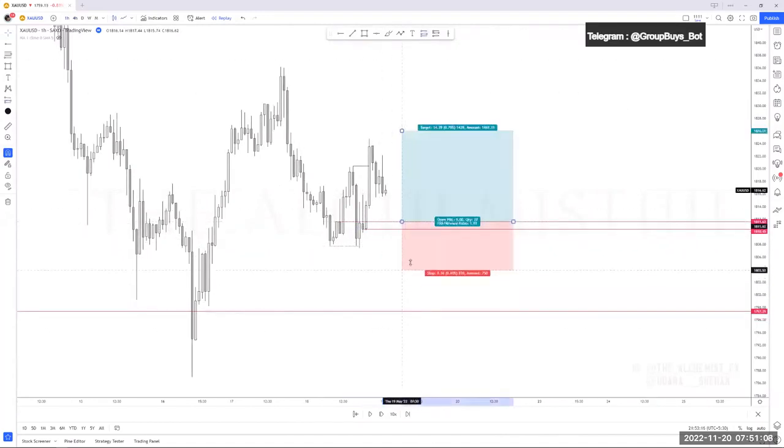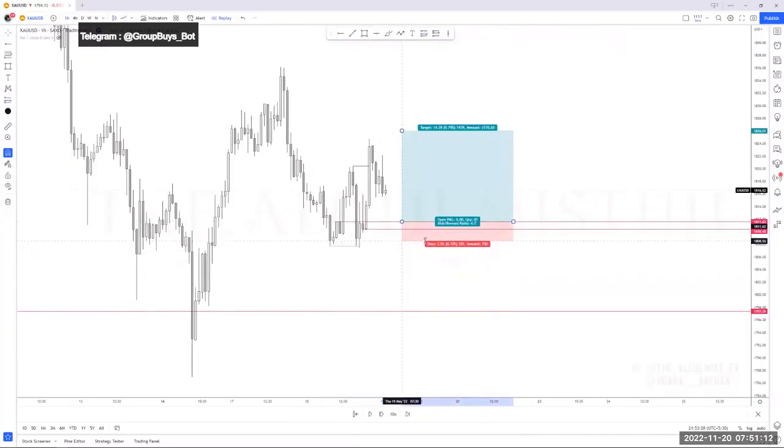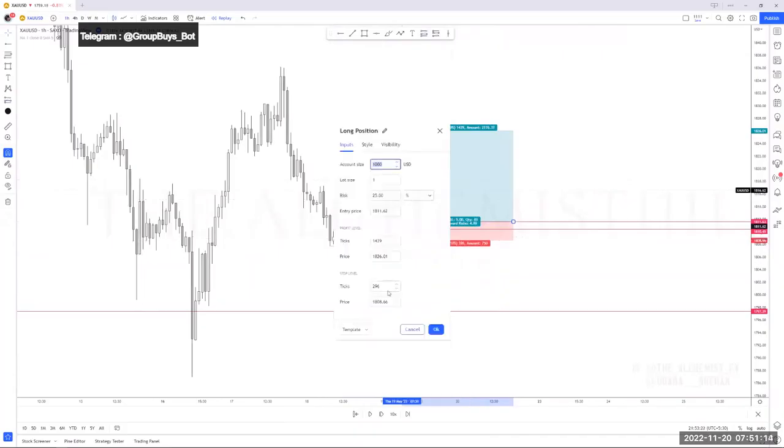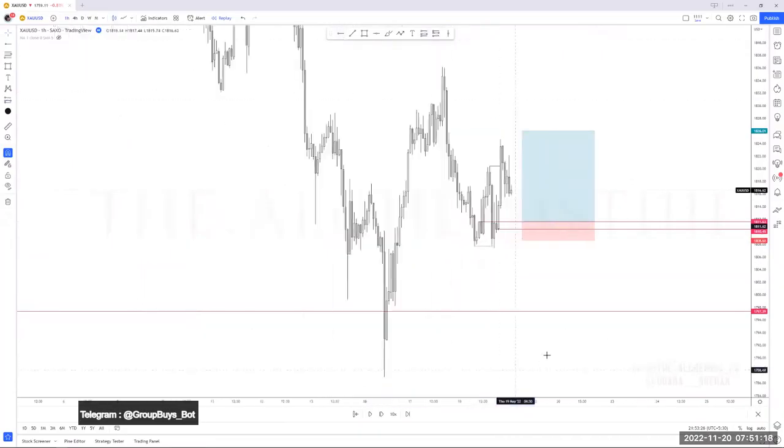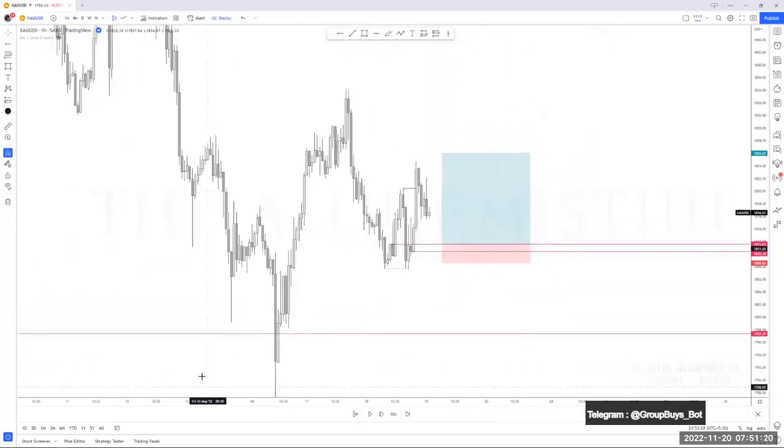Stop loss below both the POIs. 30 pip stop loss. That is what we have for SNR. 30 pip stop loss below both the zones of interest. Can you understand that? This is what I did.